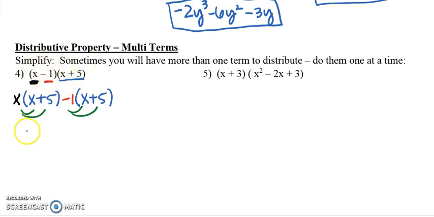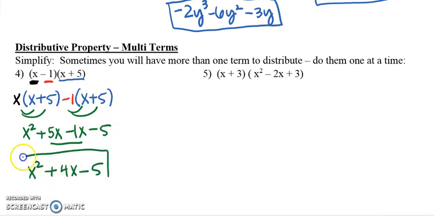So x times x is x squared. x times 5 is 5x. Negative 1 times x is negative 1x. And negative 1 times 5 is negative 5. And then you have to collect your like terms, which are right there. So x squared has no one, but 5x's minus an x is 4x's. And I'm going to bring down my minus 5. You're all done with that one. So same thing over here.